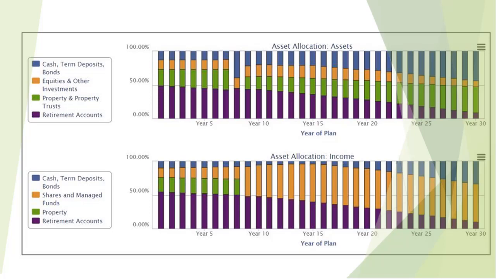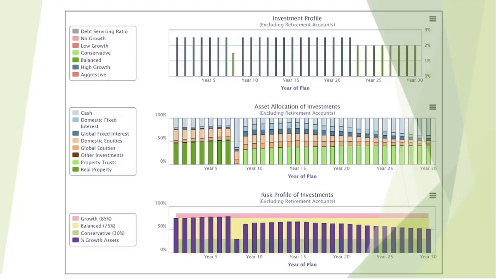Asset allocation is displayed for both the value of the assets and the income. The reason is that annuities have no dollar value and no allocation in the asset allocation value. This is a graph of the investment profile, asset allocation and risk profile.